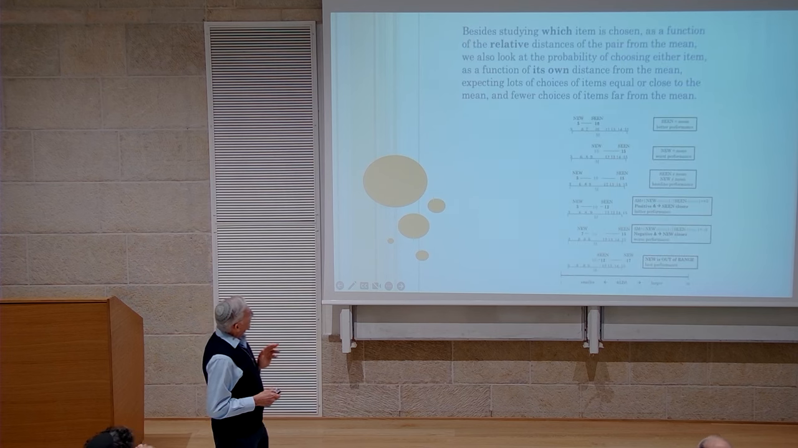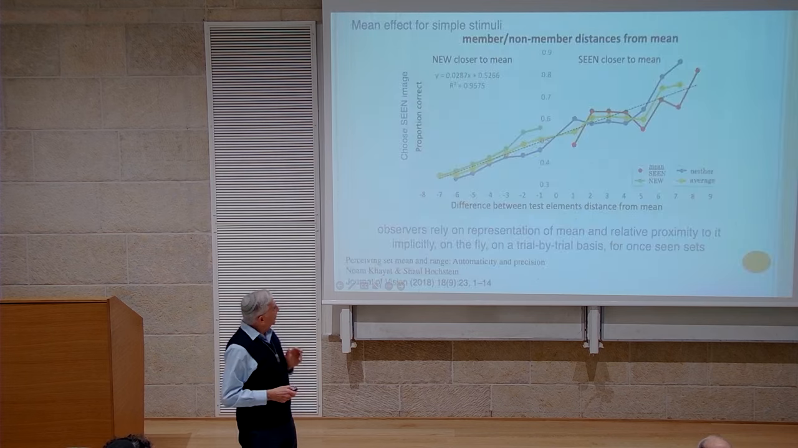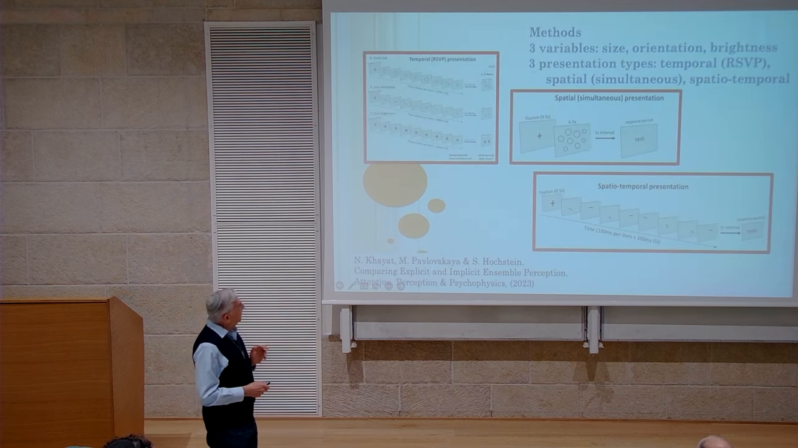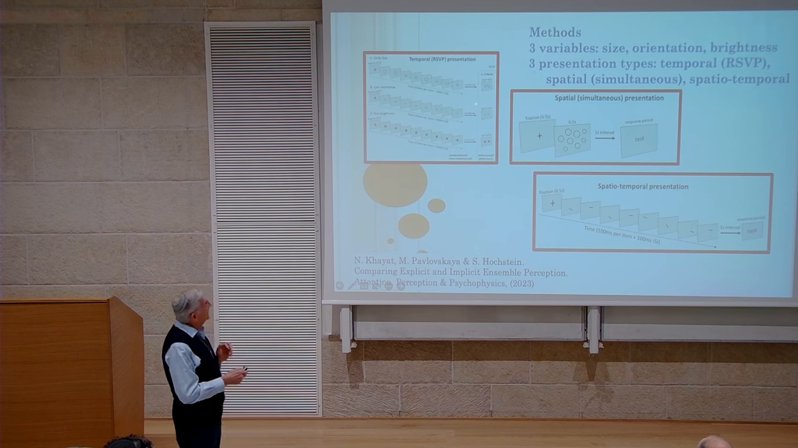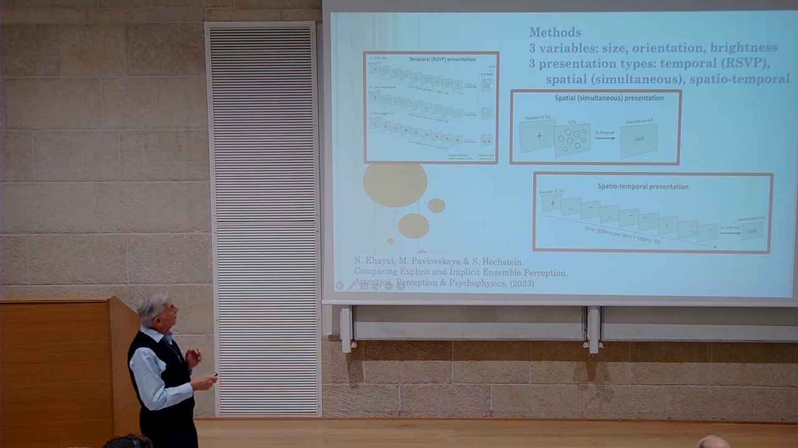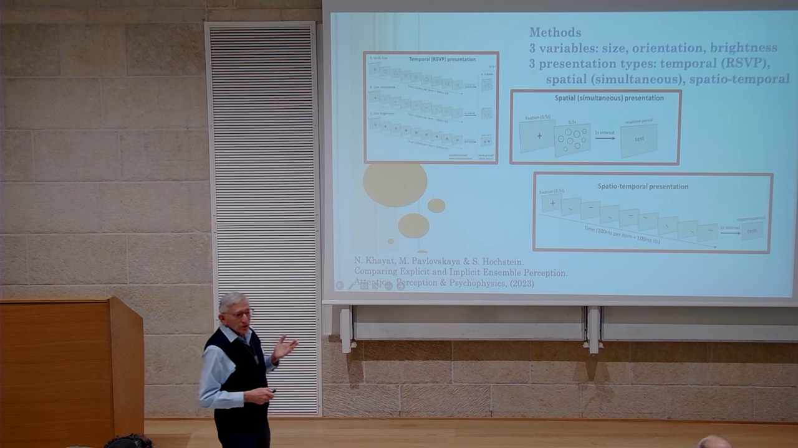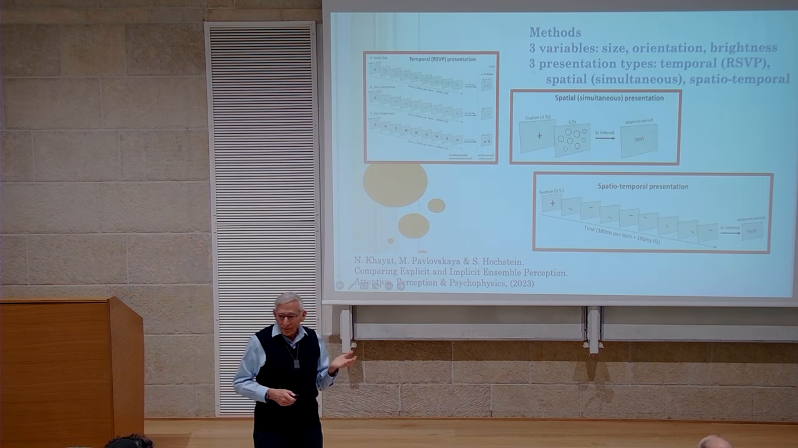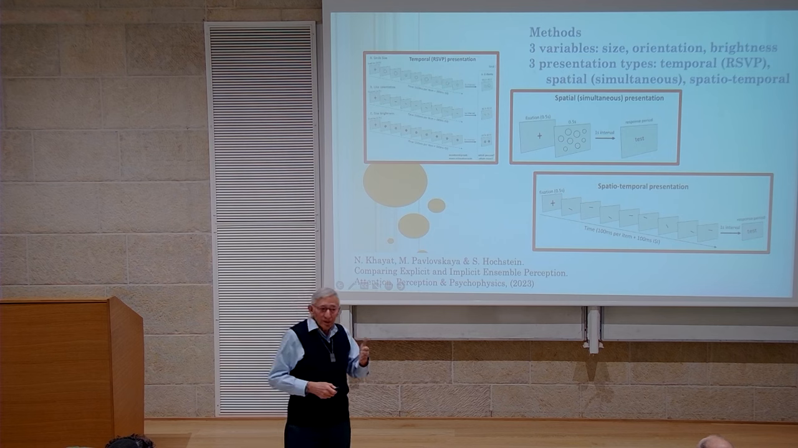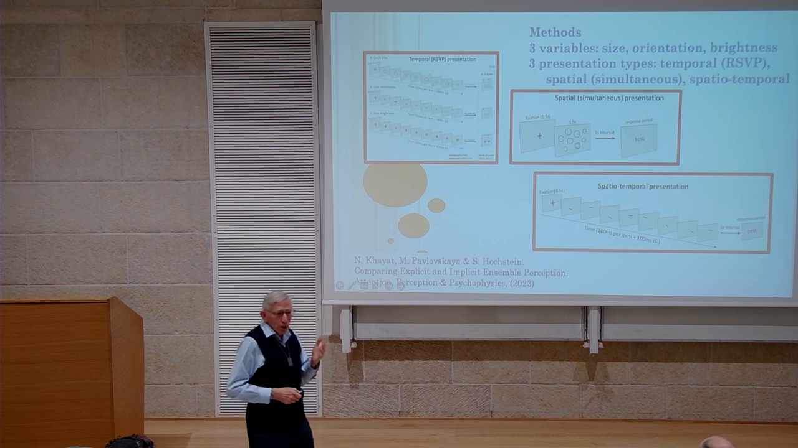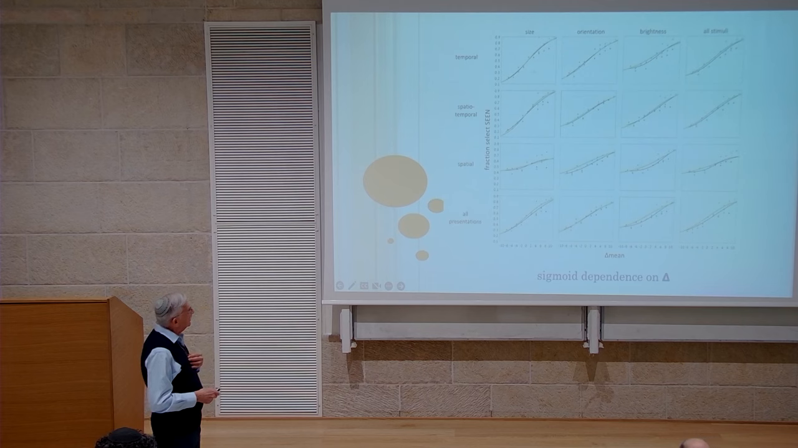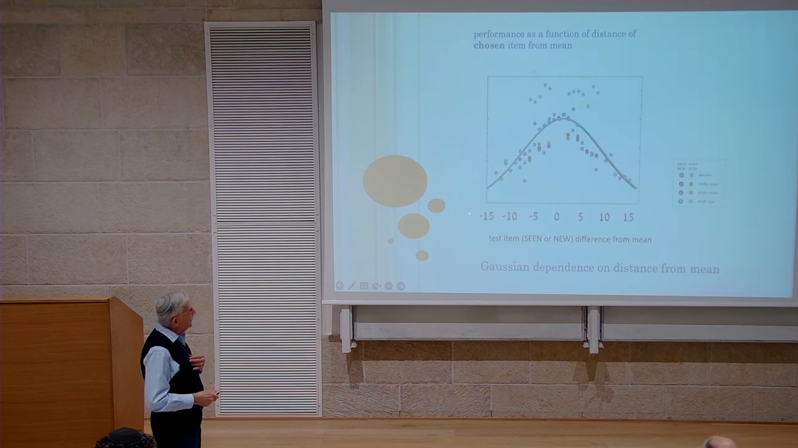Okay. Yes. Besides, I'm going to go back to the stimuli. When they're tested between the seen or new, whichever one they chose, it can be closer to the mean or further from the mean. So we can just look at each one that was chosen and say, what was the percent of time that they chose this picture dependent on its distance from the mean? And that's what we see here.